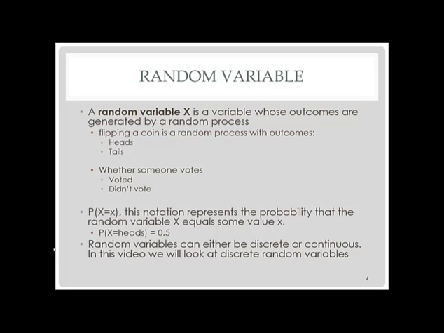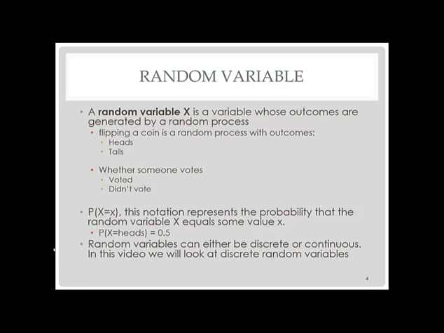A random variable X, a capital X, is a variable whose outcomes are generated by a random process. A random process such as flipping a coin with potential outcomes of heads and tails, or whether someone voted or didn't vote. So the probability of capital X equals x. This is the notation that represents the probability that the random variable X equals some value x. For example, the probability that X equals heads equals 0.5 for a fair coin.